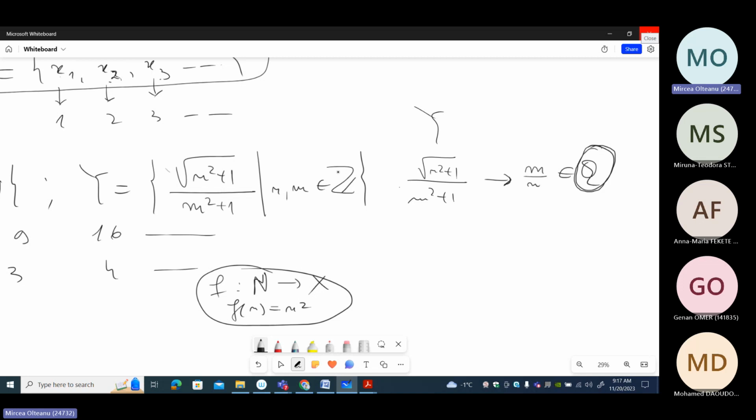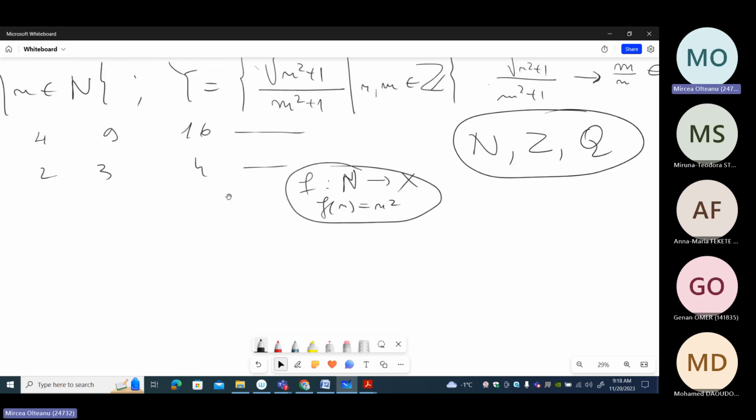So it's important to know examples of typical sets which are countable. And I repeat, these are the set of natural numbers, the set of integers, and the set of rational numbers. We must know that these are countable. Then we can make a correspondence with another set: if we can make a one-to-one correspondence with one of these sets, it will be countable too.